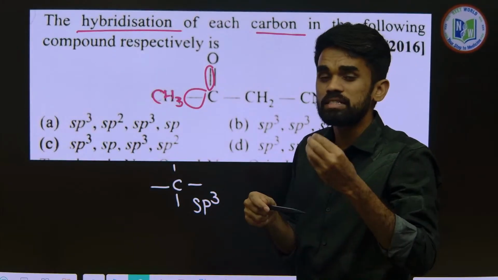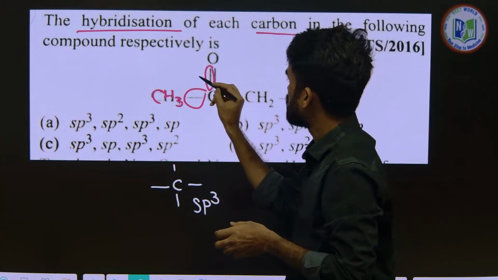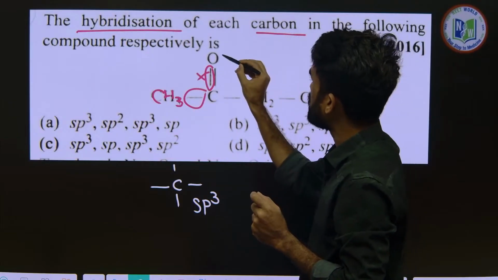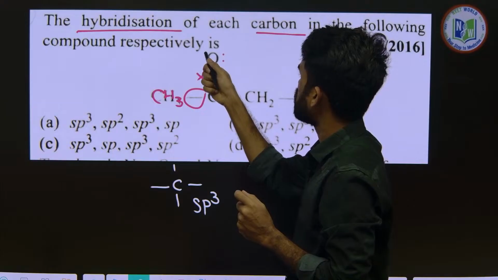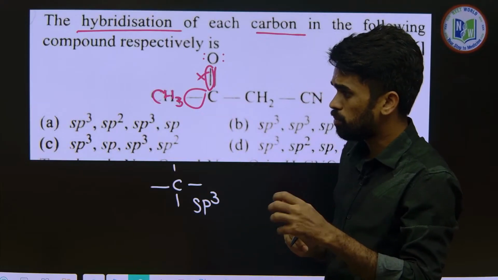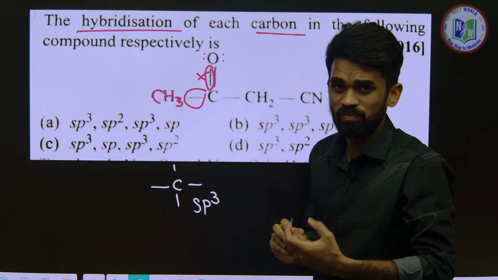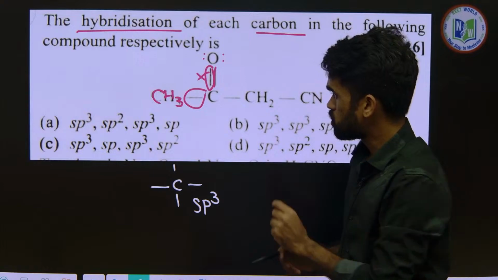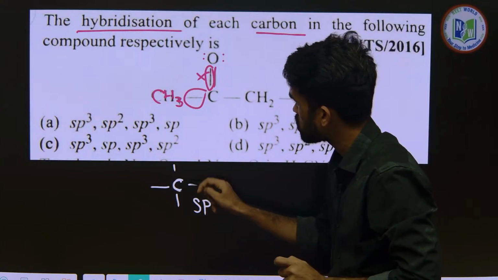When we talk about hybridization, there is no involvement of pi bonds. There is involvement of only lone pair electrons and the number of sigma bonds. So if you want a more effective preparation, you need to be clear with these basics first. Now tell me, what is the hybridization of this carbon here?